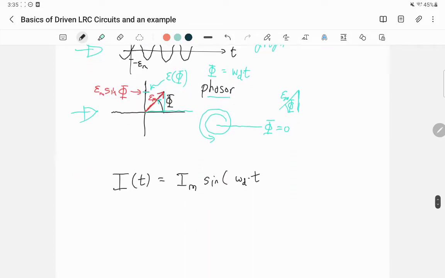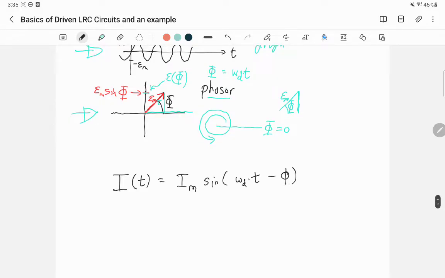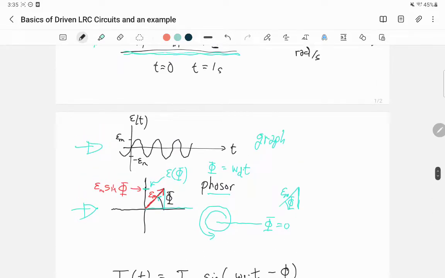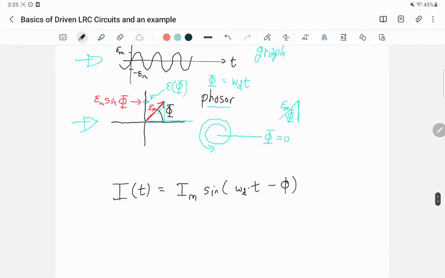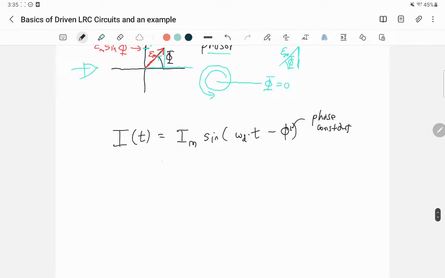But there is always, in general, the possibility that when the current is shaking back and forth, it lags, or is sort of separate in time, from the driver itself. So this right here is called the phase constant. And it turns out that this phase constant is pretty easy to define. You have to define a few things, though.